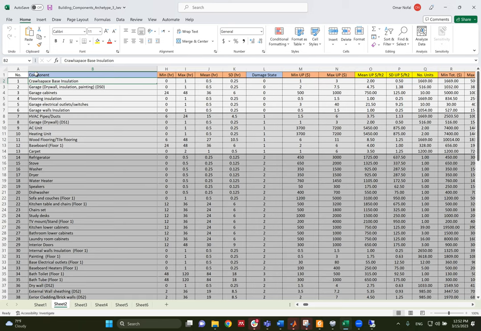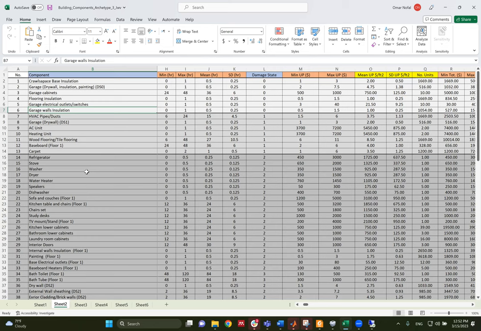Okay, and there is a garage cabinet. It has a component by itself. Flooring insulation, like this flooring, it has insulation down there. Also the garage electrical outlets, if you have an electrical outlet like this. And also the garage walls insulation, like if you have insulation behind the walls. So we have all these in one group, and I will tell you about the groups in a few.